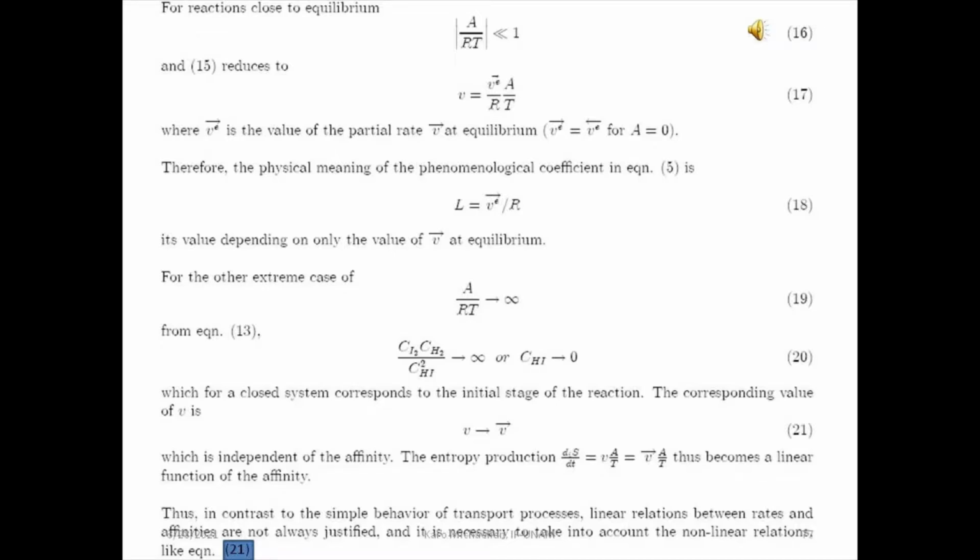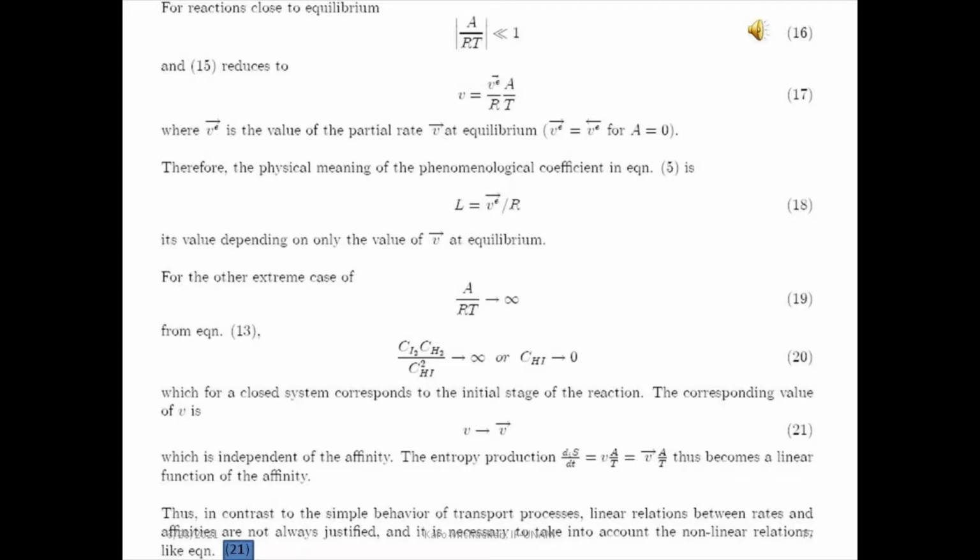Now let's consider the other extreme case in which the affinity is very large, so that A over RT goes to infinity. So therefore, from equation 13, this implies that the concentration of hydrogen over the concentration of hydrogen iodide squared goes to infinity, or in other words, that the concentration of HI goes to 0. And this, for a closed system, corresponds to the initial stage of the reaction, in which we don't have any product. We're at the beginning stages of the reaction.